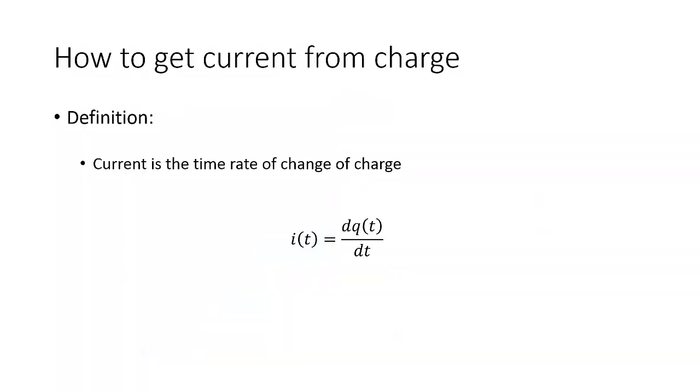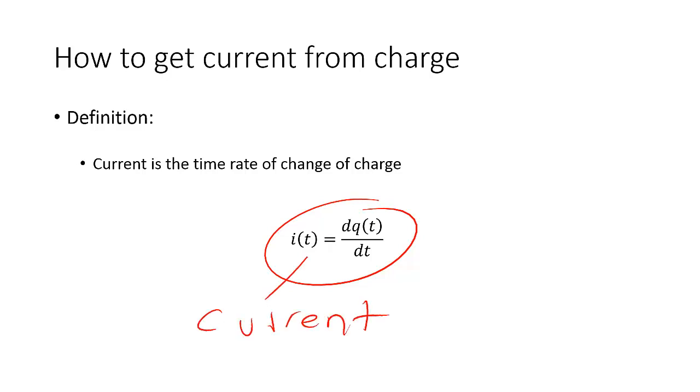Now, how do you get current from charge? Luckily, there's a nice definition that follows directly from calculus. So current is the time rate of change of charge. And so this is the definition that we'll be using. Notice that it is a derivative. So I of t, which is a common variable used for current, equals dq by dt.